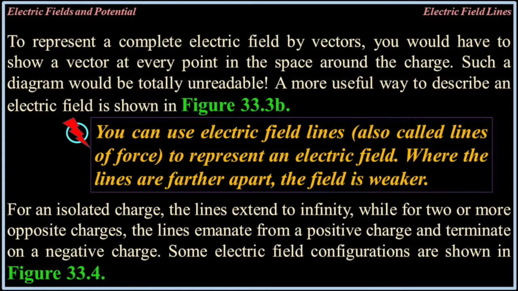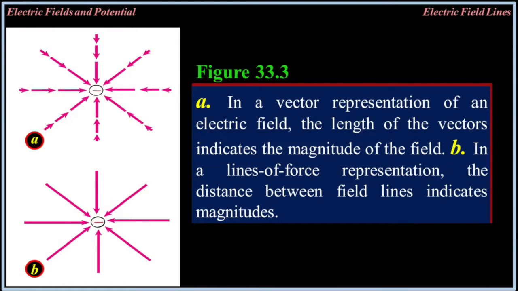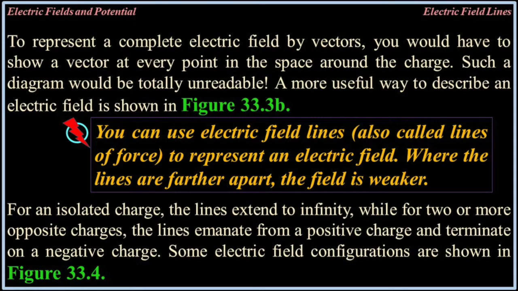To represent a complete electric field by vectors, you would have to show a vector in every direction in the space around the charge. Such a diagram would be totally unreadable. A more useful way to describe an electric field is shown in 33.3b. You can use electric field lines, also called lines of force, to represent an electric field.